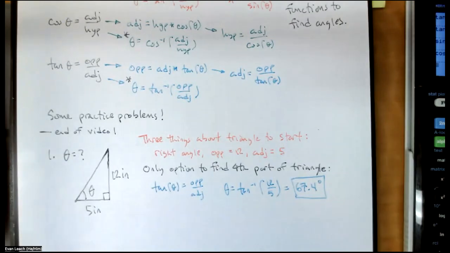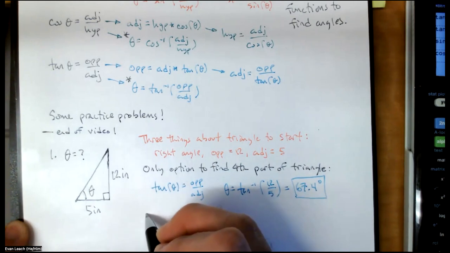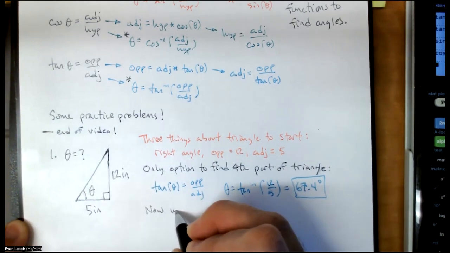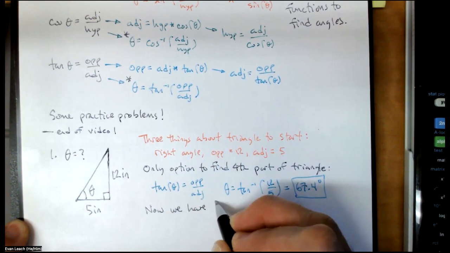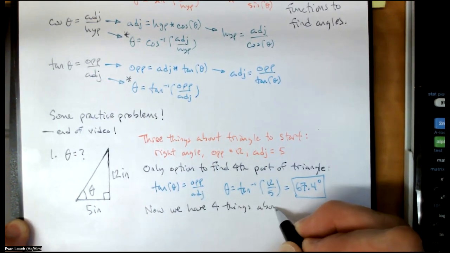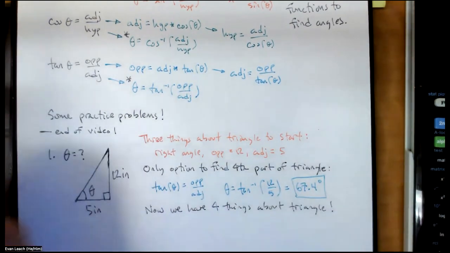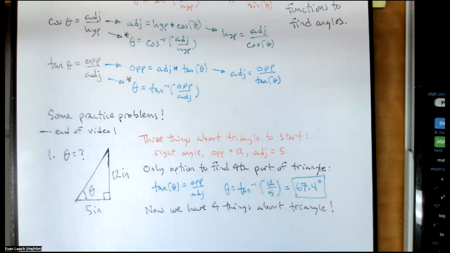So the only option to find a fourth part of the triangle is to use tangent because we have opposite, adjacent, right triangle. That's the three. Only tangent is an option. So we use inverse tangent to find an angle. And now we have four things about the triangle, which means we have options.